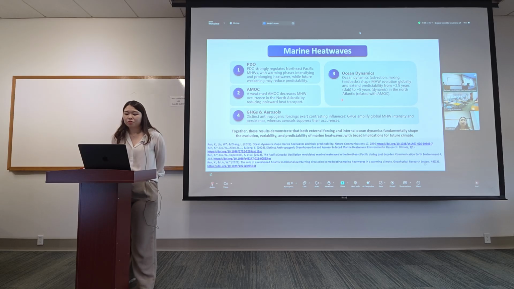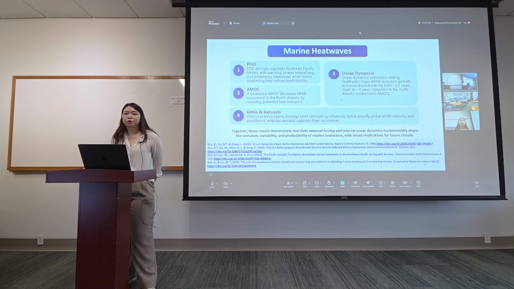And third, we look at the ocean dynamics, and we found that for different regions, we need to do case studies or regional studies because of the different local processes, including advection, vertical mixing, and also the atmosphere feedback. All of them have an effect on the marine heat wave evolution or life cycle. And here we also found that the decadal variability of AMOC will help to enhance the predictability of marine heat waves in the North Atlantic.